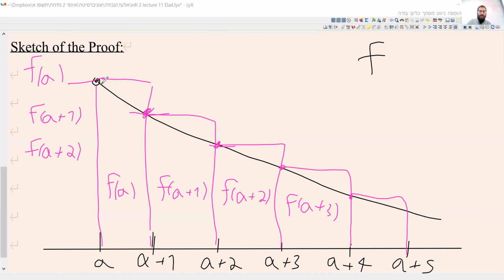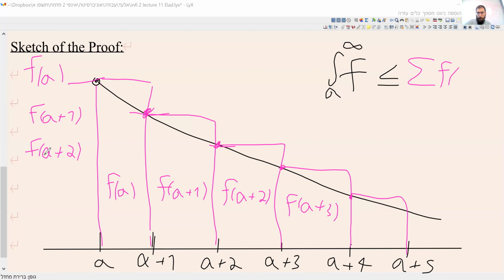Etc., etc. So we have that the area, the integral, which is the area bounded by the black graph, is bounded by the sum of f(n) when you start from a.